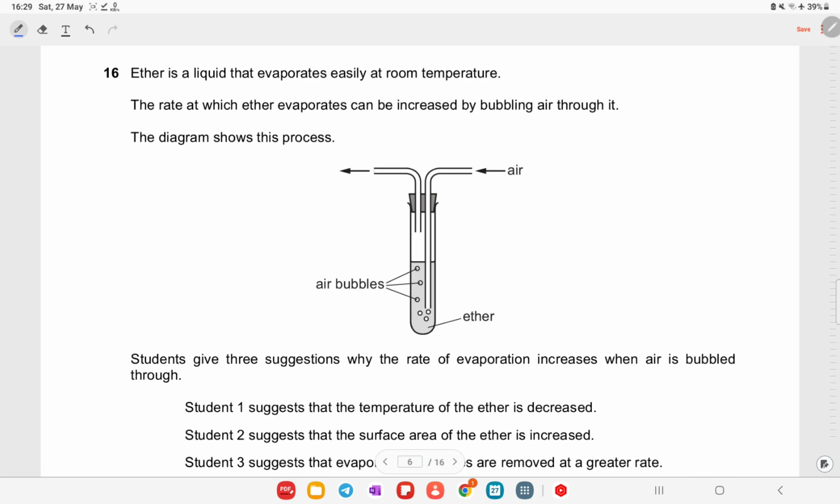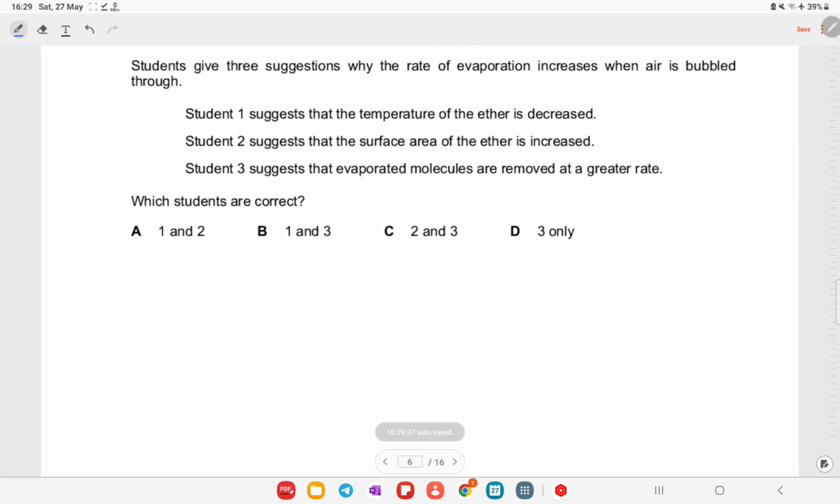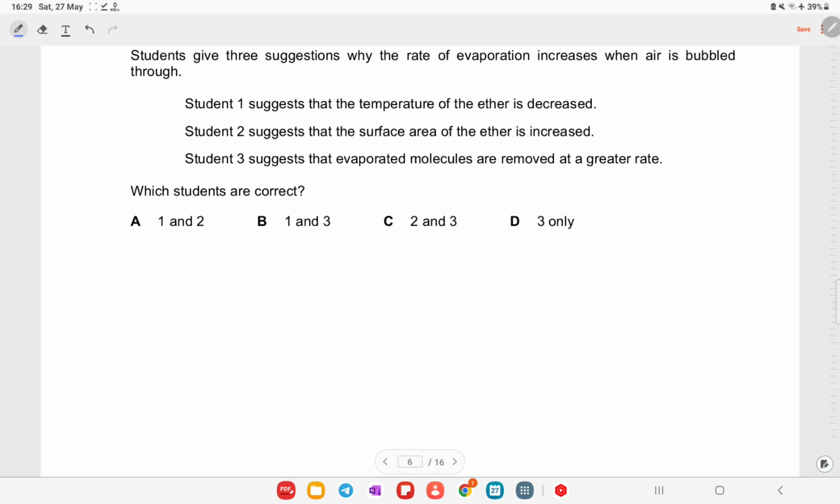Ether is a liquid that evaporates easily at room temperature. The rate at which ether evaporates can be increased by bubbling air through it. The diagram shows this process. Students give three suggestions why the rate of evaporation increases when air is bubbled through. Student one suggested that the temperature of the ether is decreased. Okay, no, that's not possible. Student two is saying that the surface area of the ether is increased. May be possible, because that is one of the cases in which evaporation increases. Student 3 said that evaporated molecules are removed at a greater rate.